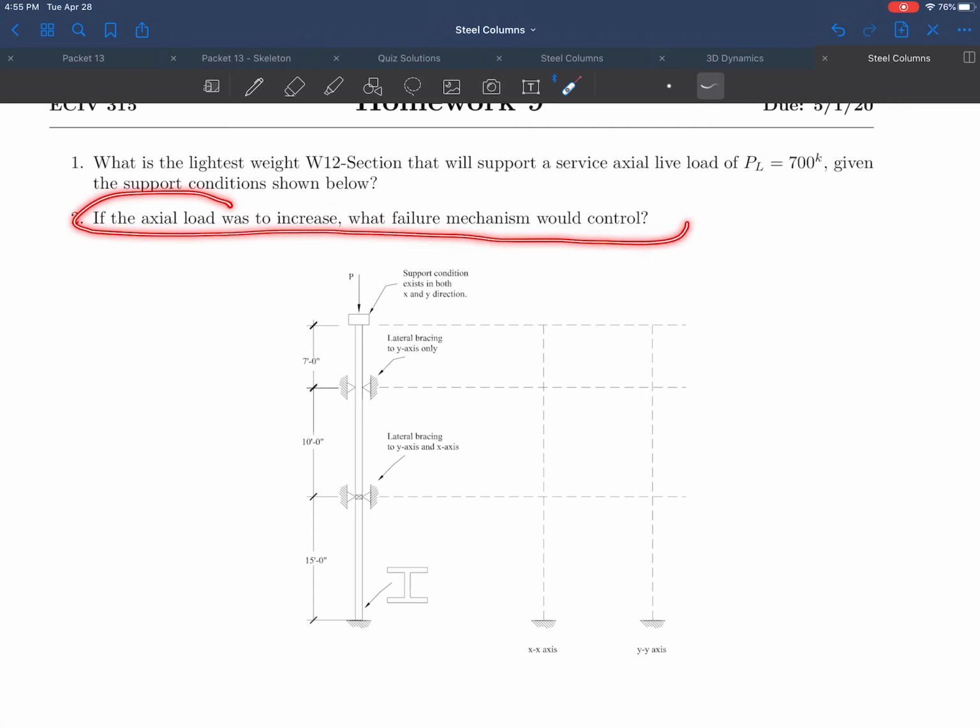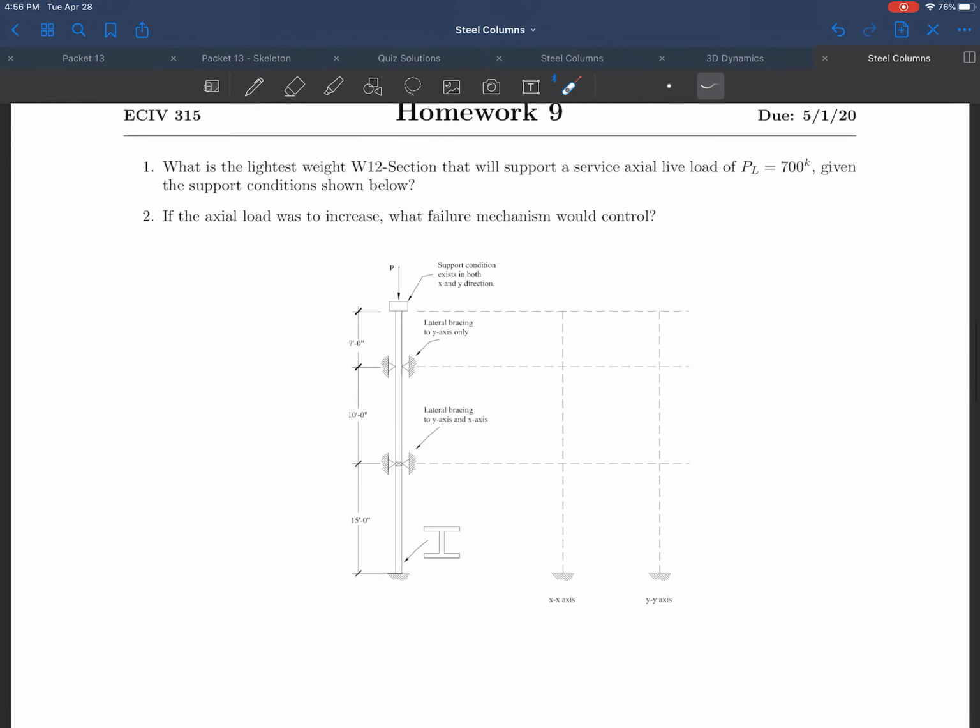And then if the axial load was to increase, what failure mechanism would control? And not only that, I'd like to see which span is going to control, and if it's going to be strong or weak axis.